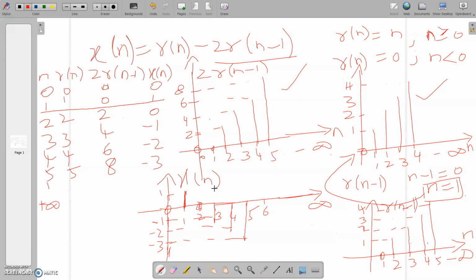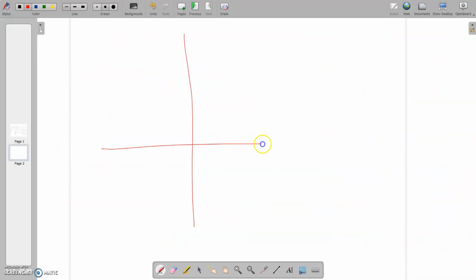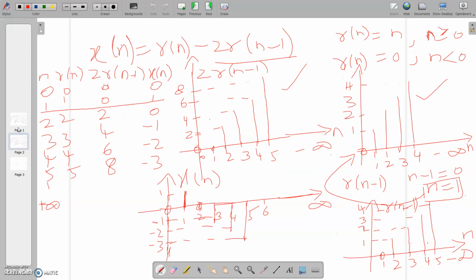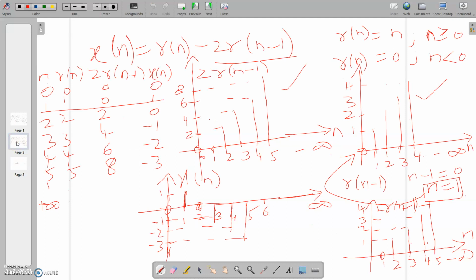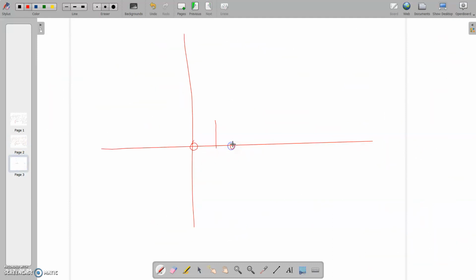Just find out your r of n, find out your 2 into r of n minus 1, and also find your x of n. So how can I draw your x of n? The amplitude is 0 at 0, right? And then 1 at 1, and 2 is again 0, 3 is minus 1, 4 is minus 2, 5 is minus 3.